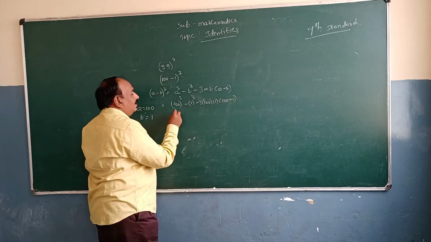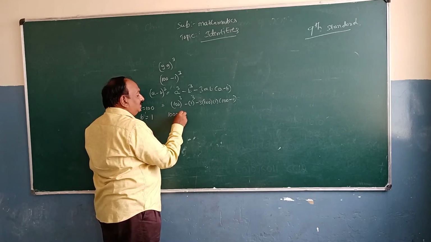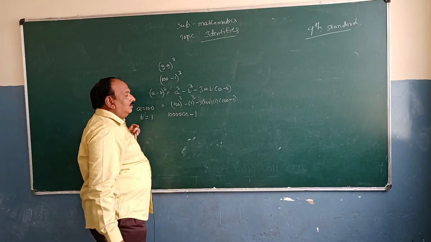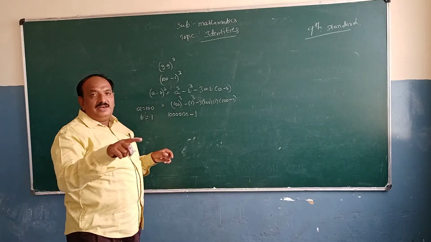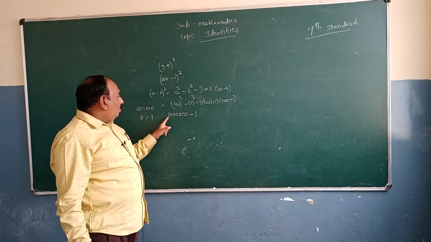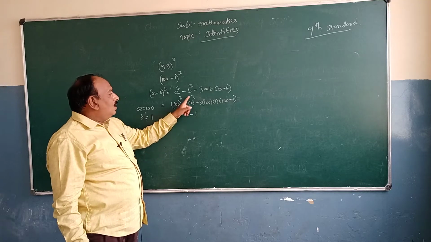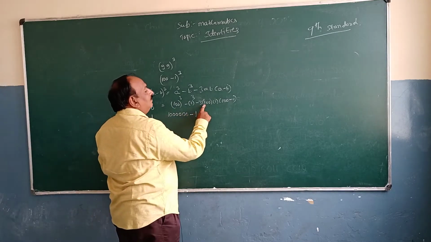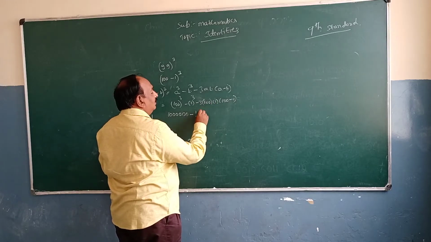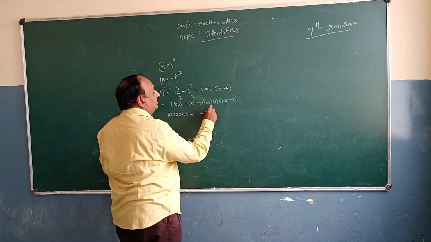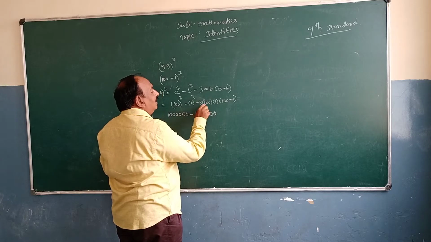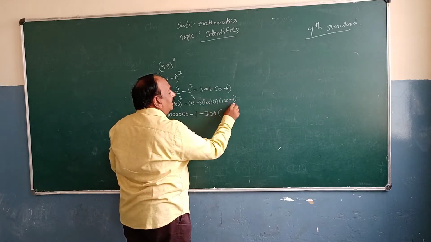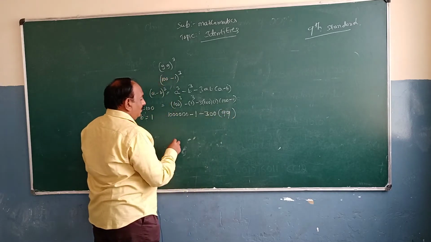100 cubed means 100 into 100 into 100, which is 1 followed by six 0s. 1 cubed is nothing but 1. 3 ones are 3, and 3 into 100 is 300, into (100 minus 1), that is 99.